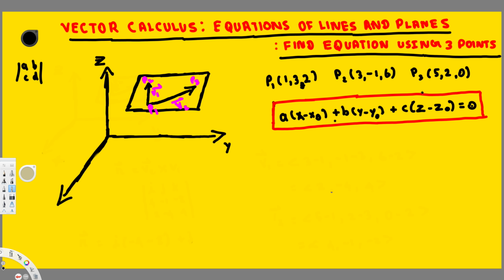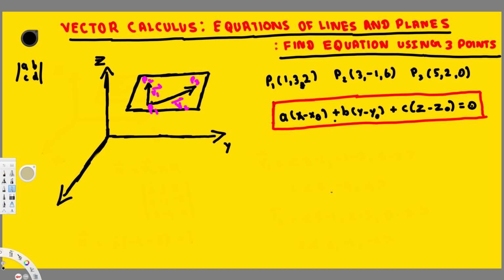Now, in order to find the equation, we have to use this generic equation, right? Now, in order to use this equation, we have to have a point and an orthogonal vector, orthogonal or normal vector, right? So here we have 3 points. So we have the point. We can choose any of the points, but we have to find out the orthogonal vector, right?